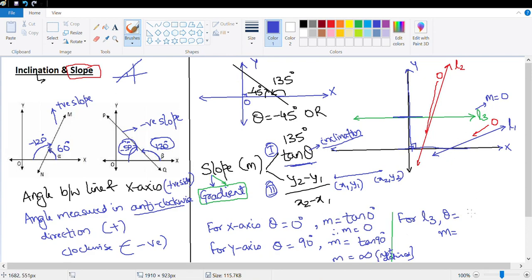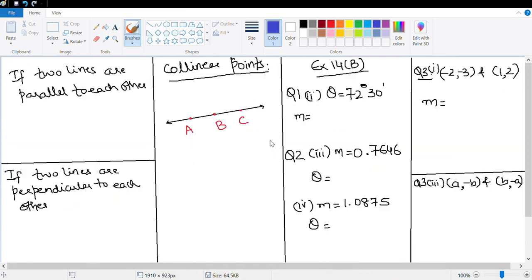So theta in this case is 0 degrees and m will be tan 0 degrees, which is equal to 0. So let's look at the next one. Let's see how we can move on from here and start solving some questions. Oh, before we solve questions, a couple more things.